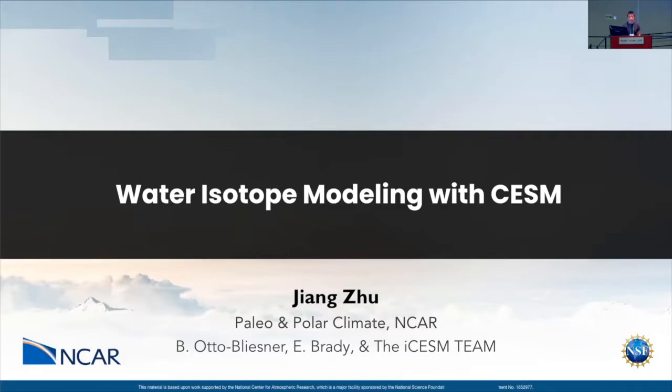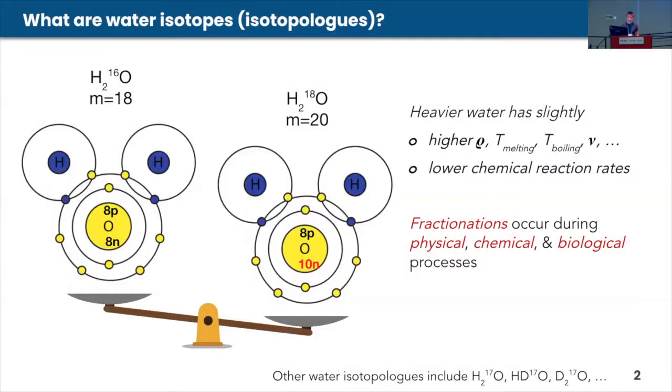And today I will be introducing the water isotope modeling in CESM. First, some very basic concepts. What are isotopes? We know that the molecular form for regular water is H216O. For the oxygen here, we have 8 neutrons.